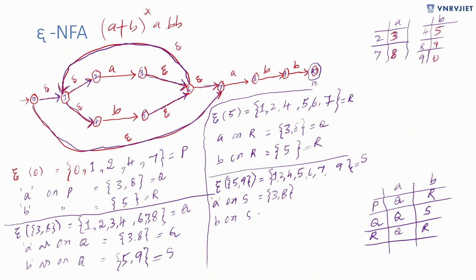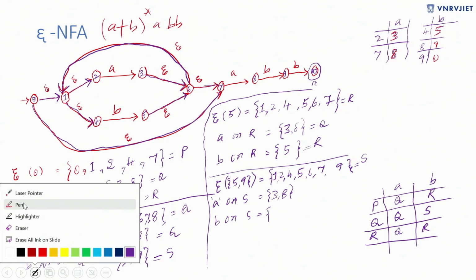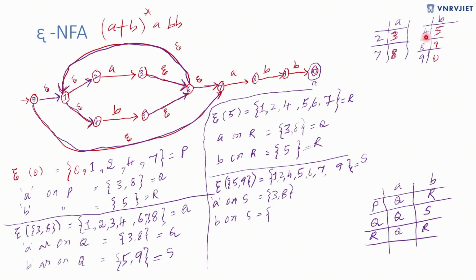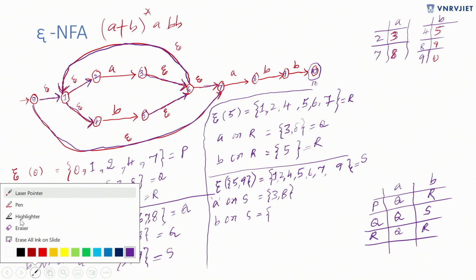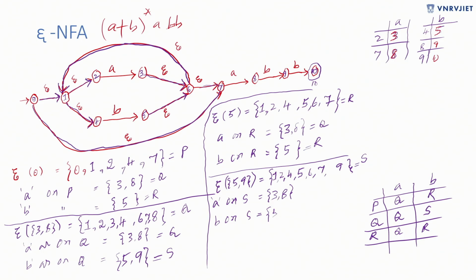Next, B on this. The same explanation follows. 4, 8, 9 are the states that have transition on B. Of these 4, 8, 9, which are available? 4 and 9. Only 4, 9; 8 is missing. So from 4 you can go to 5, from 9 you can go to 10. Therefore it becomes 5, 10. So B on this becomes 5, 10. I think you are clear.